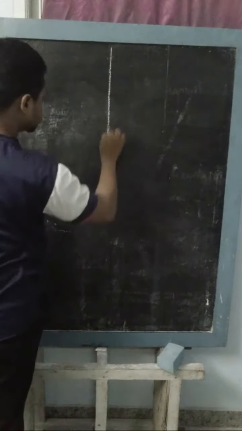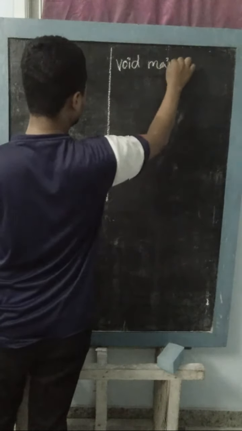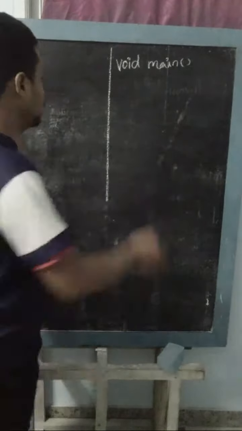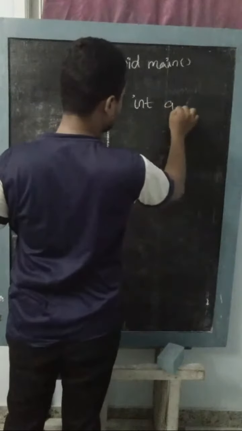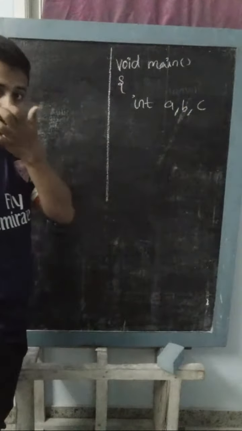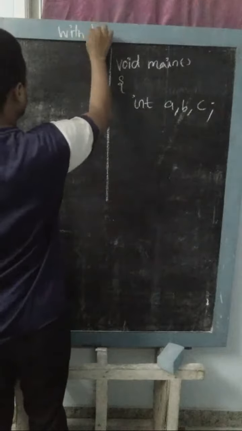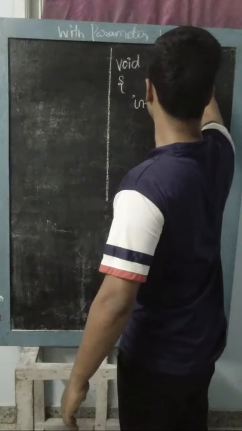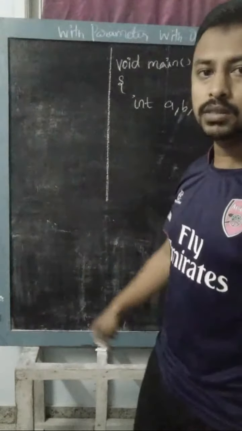I'm just starting a small main function, void main. What is the meaning of void? The main function does not have any return value, right? I'm going to create new variables called a, b, c. The type name is with parameter, with return type.